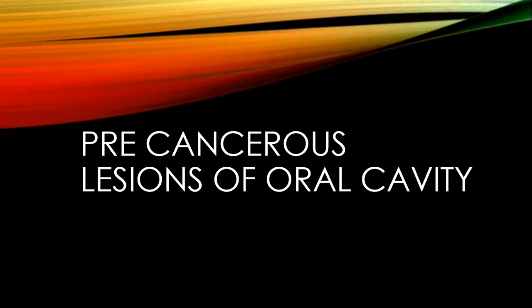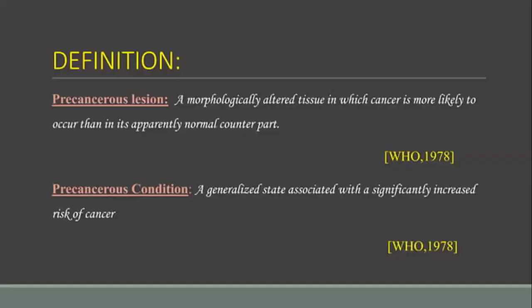Before we move to the classification and so on, let's start from the popular definitions given by the World Health Organization to different terms. The first one is precancerous lesions: a morphologically altered tissue in which cancer is more likely to occur than in its apparently normal counterpart.